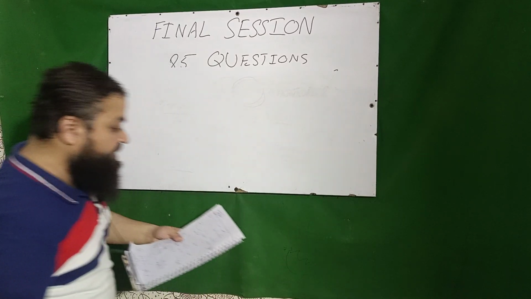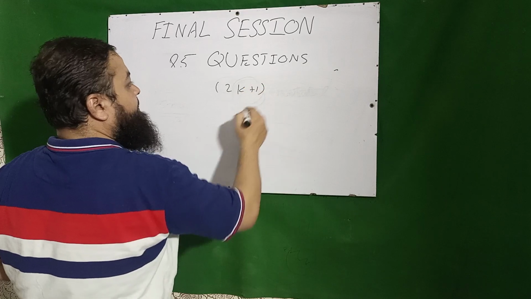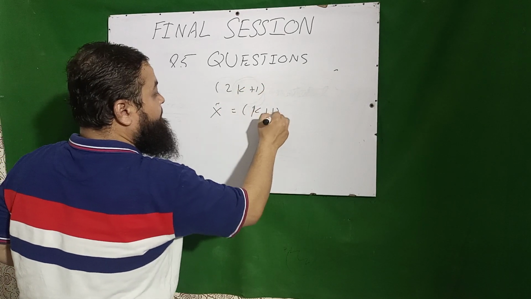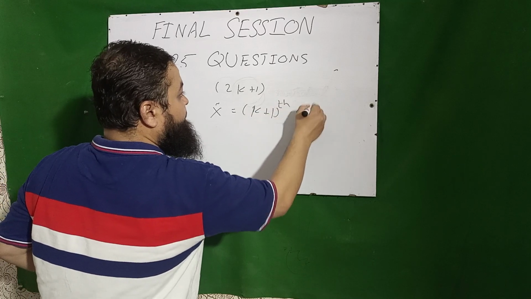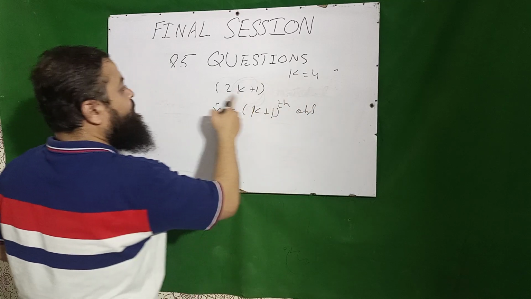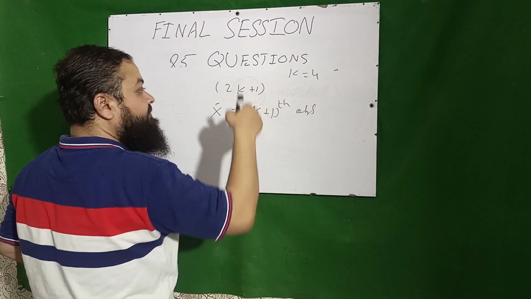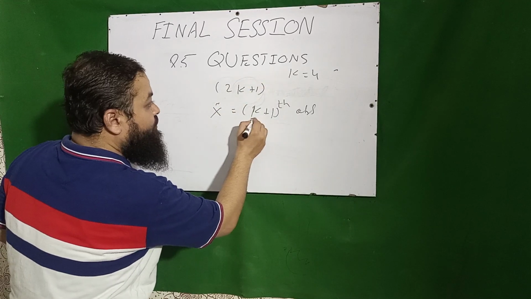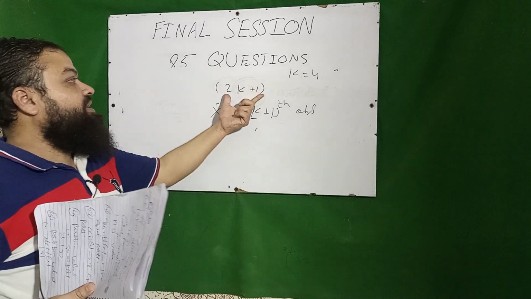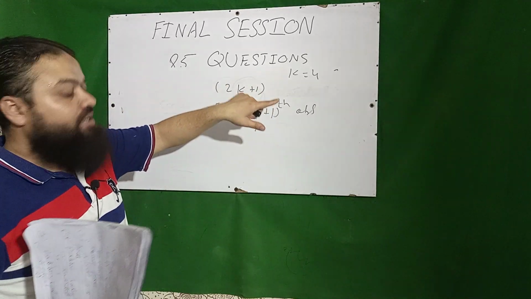Next question is, if we have 2k plus 1 observations, then what will be the median? It will be the k plus 1th observation. I will prove in front of you. For example, k is equal to 4. 4 twos are 8, 8 plus 1 is 9. If there are 9 values, then the 5th value will be the median. 4 plus 1 is the 5th value. That is the same answer. 2k plus 1 means we have an odd number of values, and the k plus 1th value will be the median value in that case.